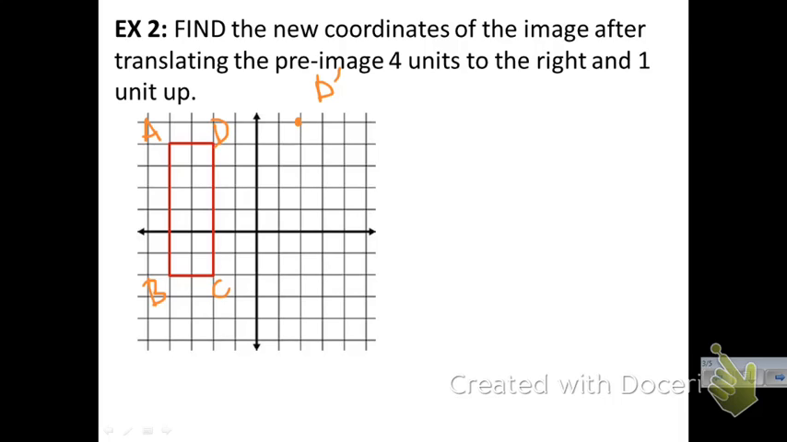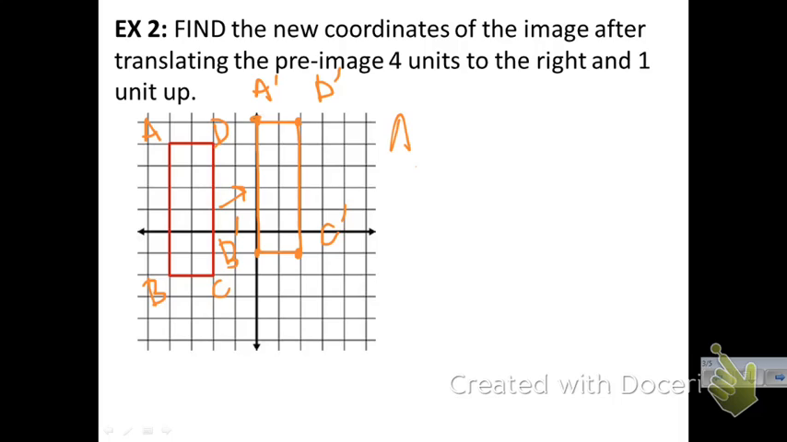I'm also going to do that with A. 4 units to the right, 1, 2, 3, 4, and 1 unit up. C, 4 units to the right, 1 unit up. And B is 4 units to the right and 1 unit up. And then we're going to go ahead and draw that, and you should notice that these are exactly the same shape and size. It has just been slid a certain direction.